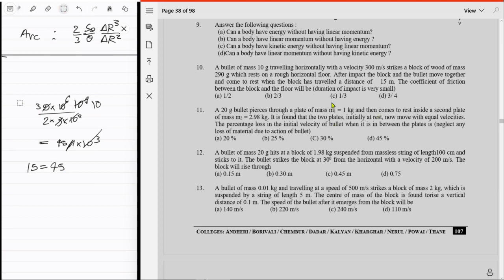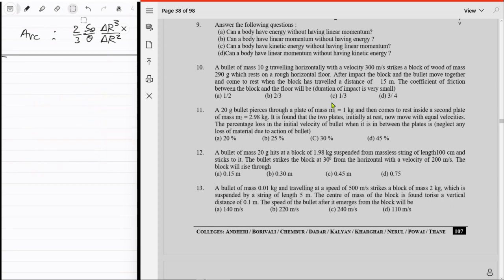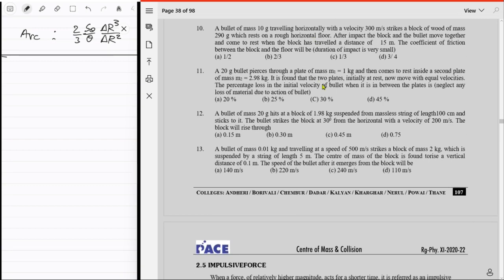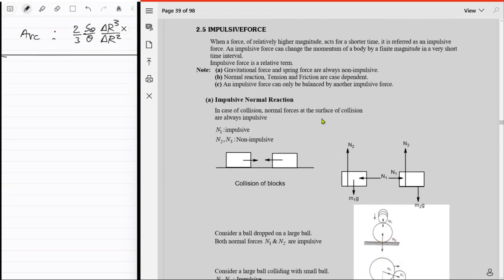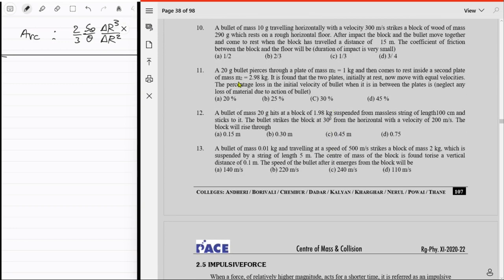Next question. Honestly, just a lot of calculation. It doesn't have anything worth teaching. I mean, anybody could understand this if they read it. Where were we? Okay, 10th done, 11th.